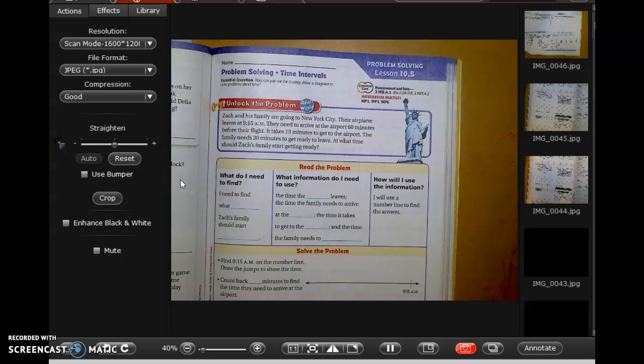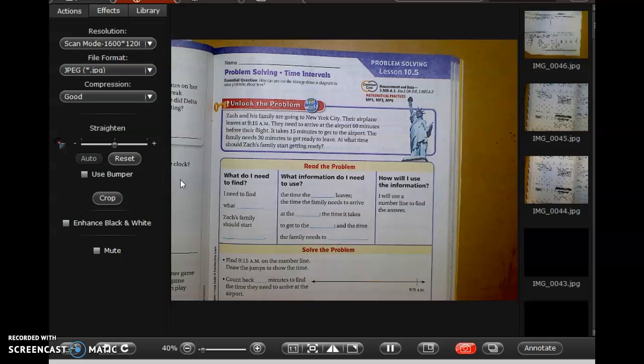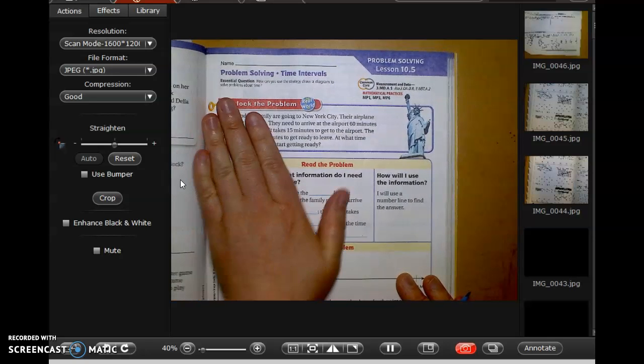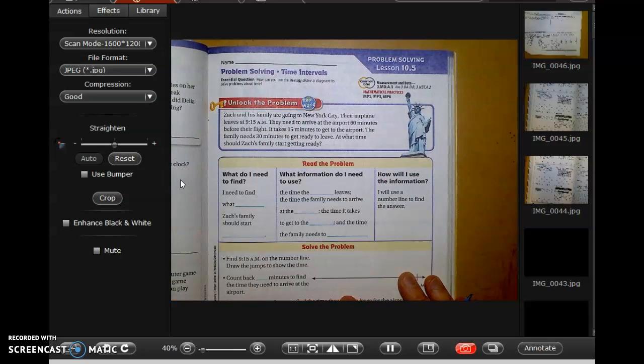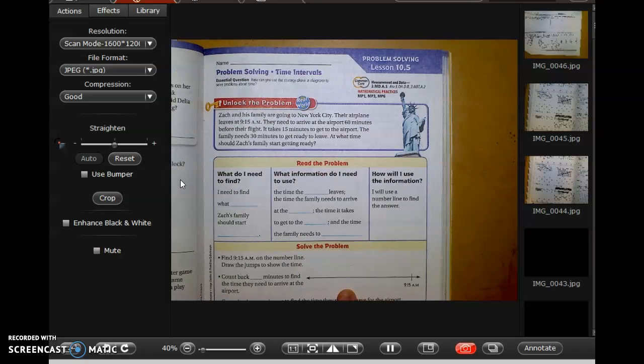Boys and girls, we are doing lesson 10.5 for math today. It is on page 585 of your Go Math book, so you can find it there. And it's going to be about problem solving time intervals. Unlock the problem. Zach and his family are going to New York City.